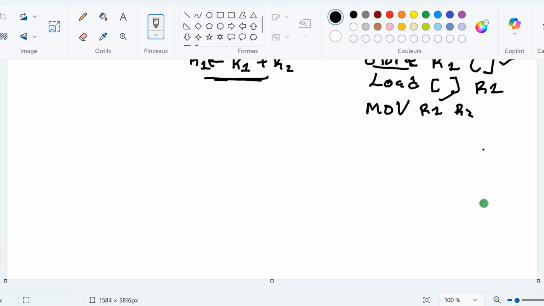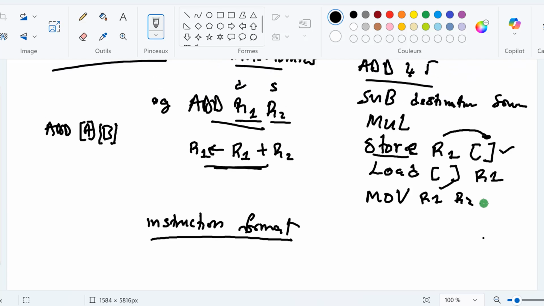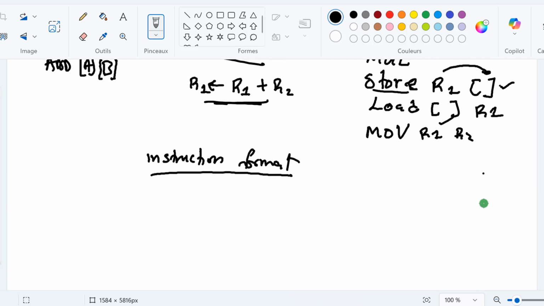Okay. Now the next thing here is I want you to understand what we call instruction format. Before going to the instruction format, you need to understand types of instruction. I have so many things to say here, so I'm trying to organize it. Okay, before we go there, let us talk about types of instruction.